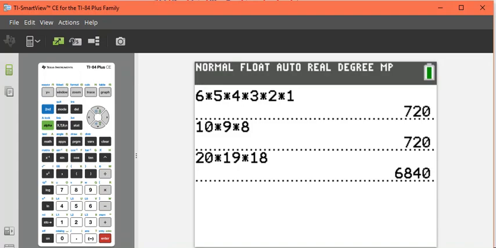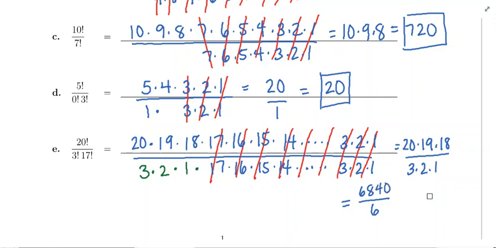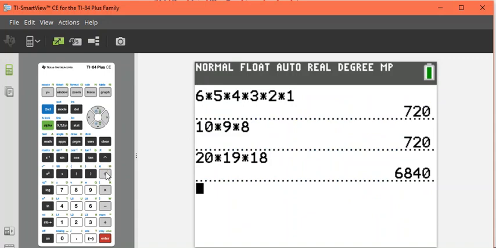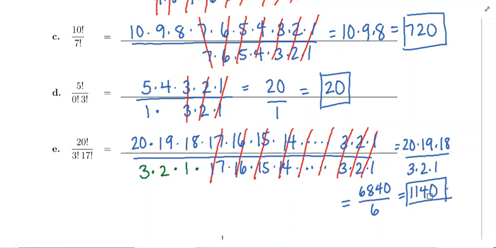So you're going to have 6,840 in the numerator. Now we need to divide this by 6, and that will give us our answer. So 1,140 is the answer to this particular factorial. So there you go. That is what factorial notation means and how you work with some of these examples.